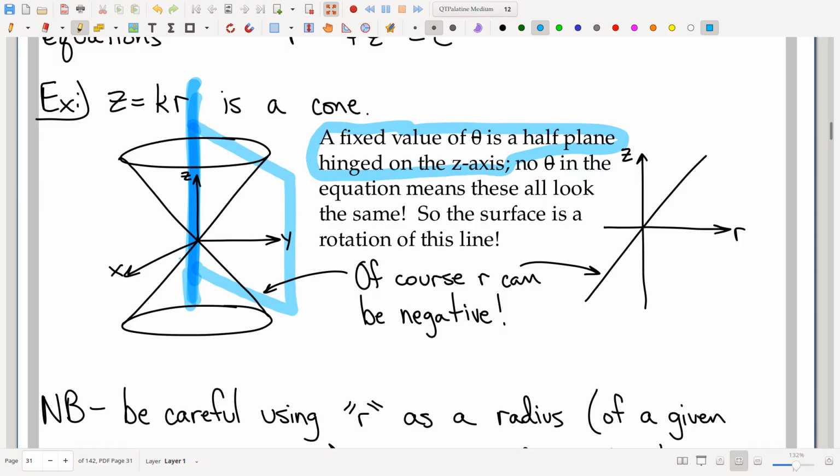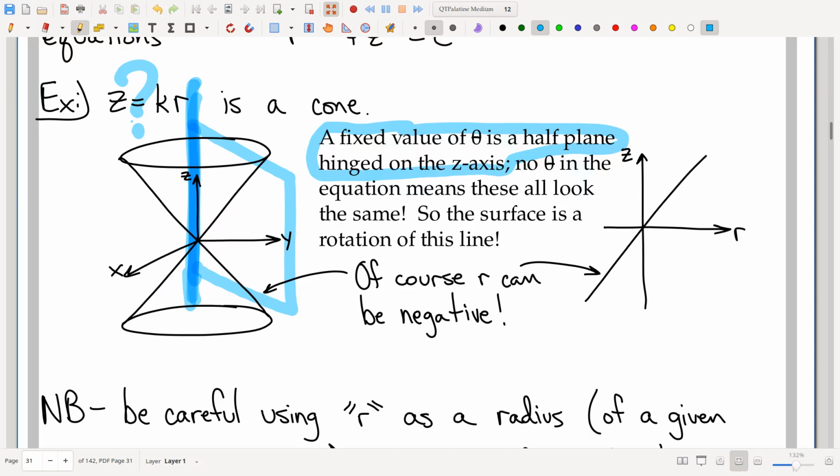Okay, all right. So what does that mean about the missing theta? Well, look, theta represents one of these half planes. If theta is missing, that means that the cross-section in any one of these half planes looks exactly the same, because changing the value of theta doesn't change the equation, not even a little bit, right? If I ask, what's the relationship between z and r for this value of theta, or what's the relationship between z and r for this other value of theta? Same relationship. Z is kr.